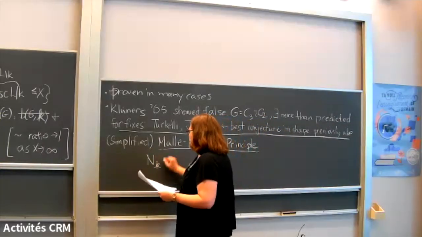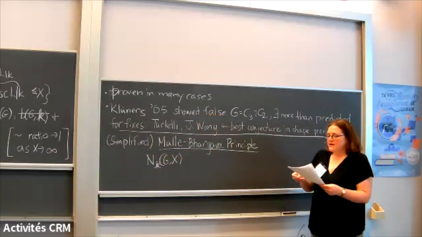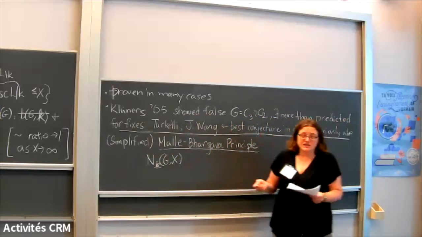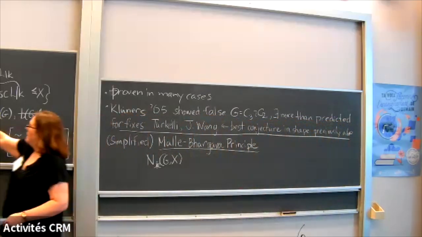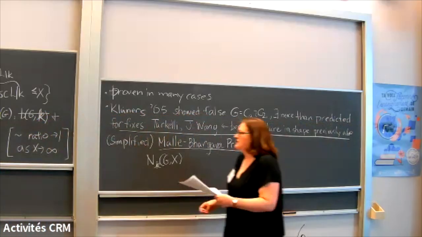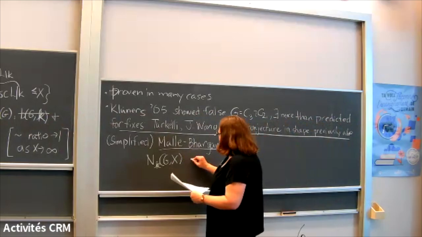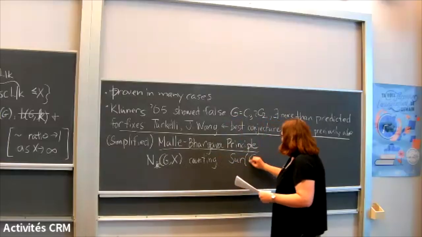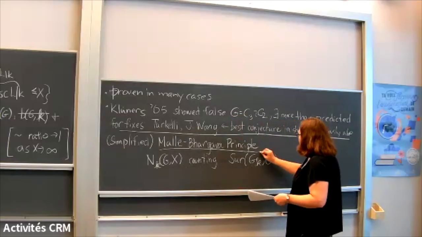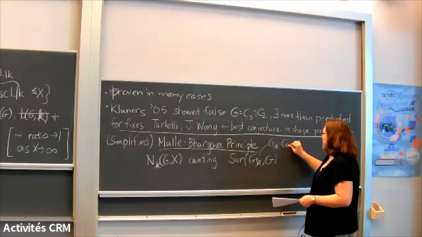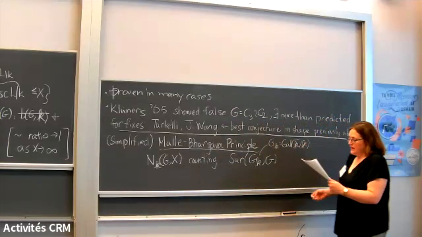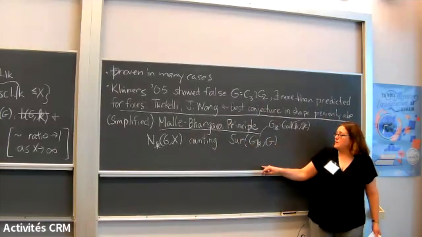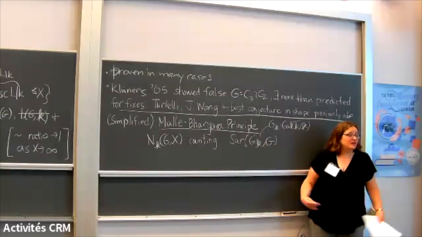So this counting function is counting these global objects, these number fields, and because I chose this isomorphism to G, this is counting surjections from the absolute Galois group of the base field to G. So here I'm writing G_K for the Galois group of K bar over K. And these global objects, they restrict at every place of K to local objects.